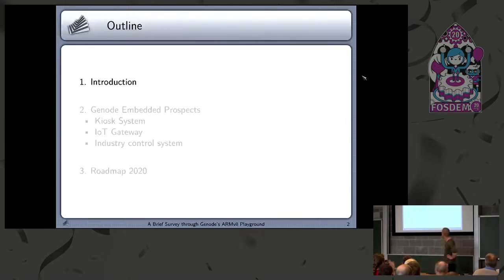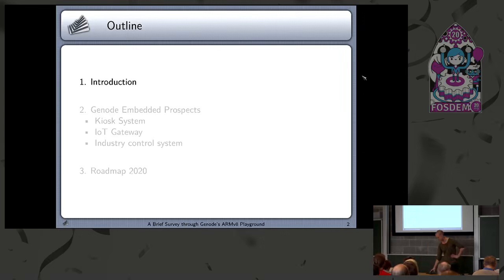So before we come to the actual demonstration, where I want to show 3 different aspects that might be interesting for embedded systems, which you could already use right now with Genode, I want to give you a short introduction on Genode's history on ARM and what were the findings that we made out of these experiences. Then I will showcase certain aspects, and then we come to a short roadmap for this year related to the ARM development.